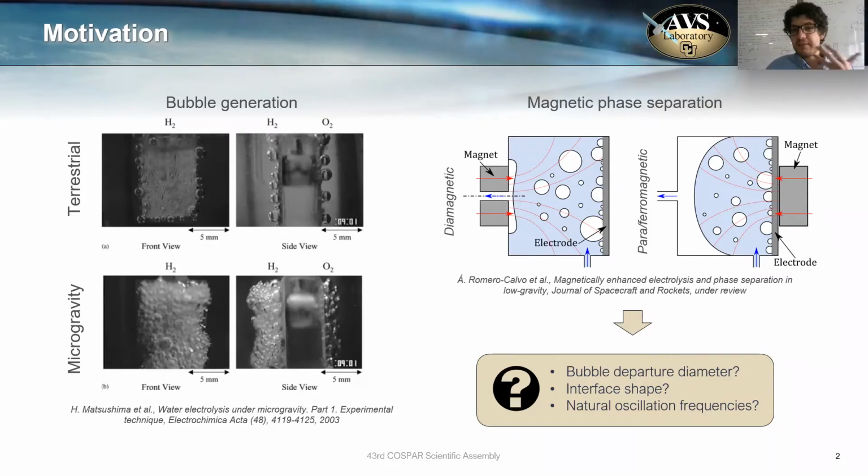So in order to develop a passive mechanism to remove this problem, we came up with the idea of using magnets to pull those bubbles from the electrodes and increase the effective surface area. However, this problem remains largely unexplored, and there are several scientific questions that need to be answered before we can develop actual technical implementations, such as what the bubble departure diameter is, what the shape of the interface is, or what the natural oscillation frequencies are of those bubbles subject to the magnetic field within a magnetic liquid.